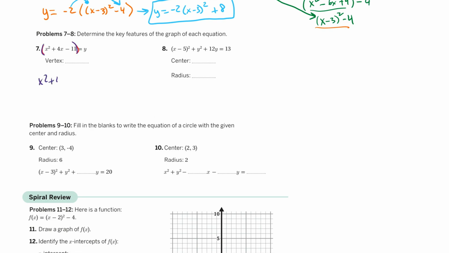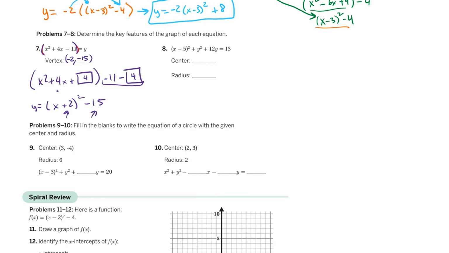So x squared plus 4x plus something minus 11 minus something. And so when I do this, I'm going to divide this by 2, which becomes 2. 2 squared is 4 and goes in both of those boxes, which means that this becomes x plus 2 squared. Negative 11 minus 4 is negative 15. And so this is my new equation in vertex form. So I know that my vertex is going to be at negative 2, negative 15.